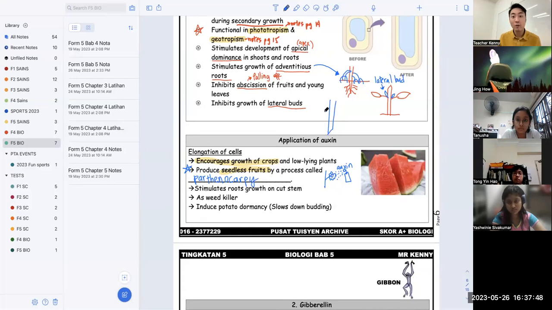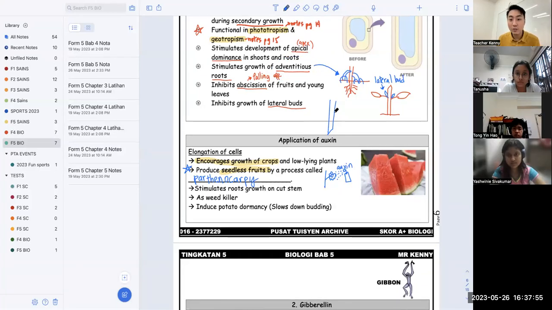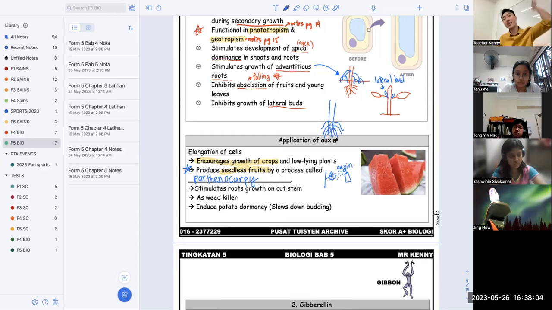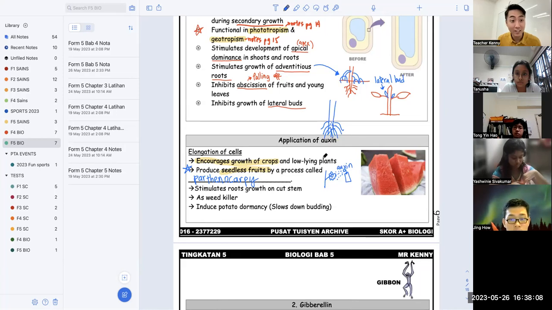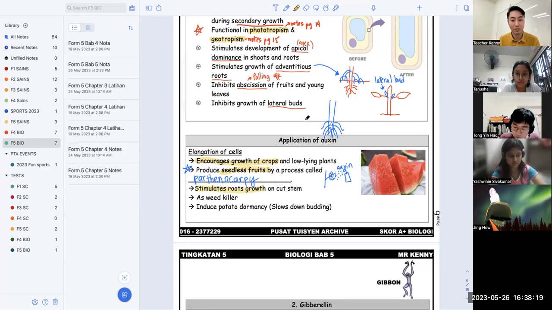The chopped off one, we know that auxin stimulates adventitious growth, correct? So what you do is, when you apply auxin to the stem, you will start to trigger root growth on the stem. And then you can chuchok into the ground and then they grow better. You see that not? Can? Yeah. So this is the application. We can stimulate the root growth on the cut stem. So this is one application.